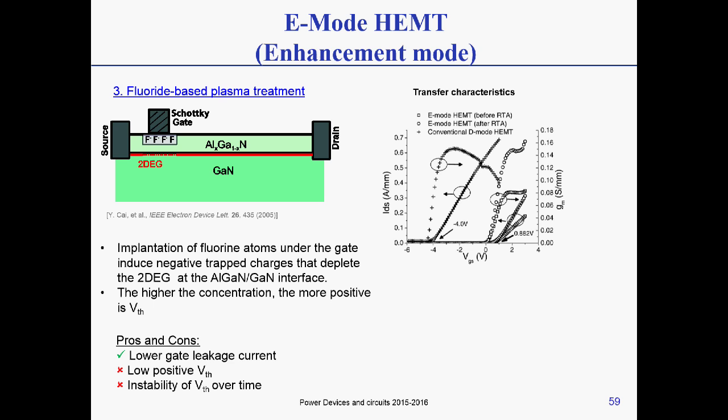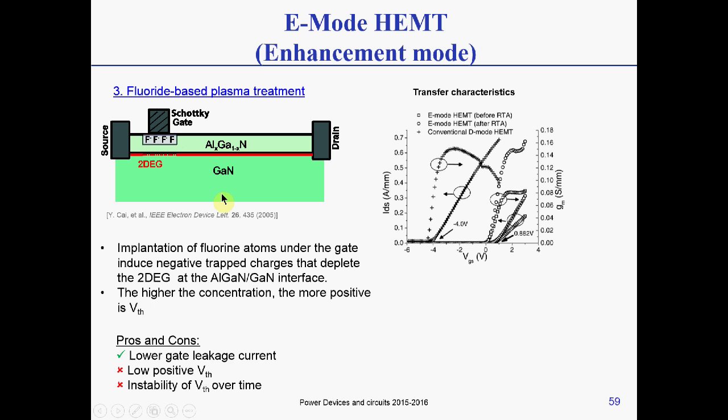The third way is a fluoride-based plasma treatment. It's a very simple idea. All you do is implant fluoride-based ions, which are negative charges, and because you have a negative charge underneath the gate, you deplete the 2DEG, and that's how you obtain the normally off structure.